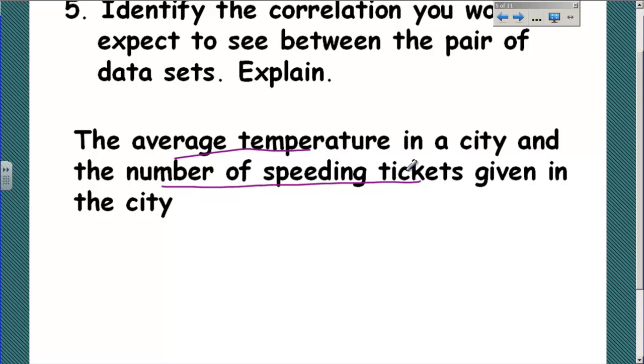But if you think about it, right now, I guarantee you there are just as many people out speeding as there would be if it were warmer outside. The number of speeding tickets a police officer writes has nothing to do with the temperature outside. What it has to do with is the number of people that break the speed limit. That's the only thing it has to do with. So this has no correlation because the number of speeding tickets has nothing to do with the average temperature. The two things are not related.